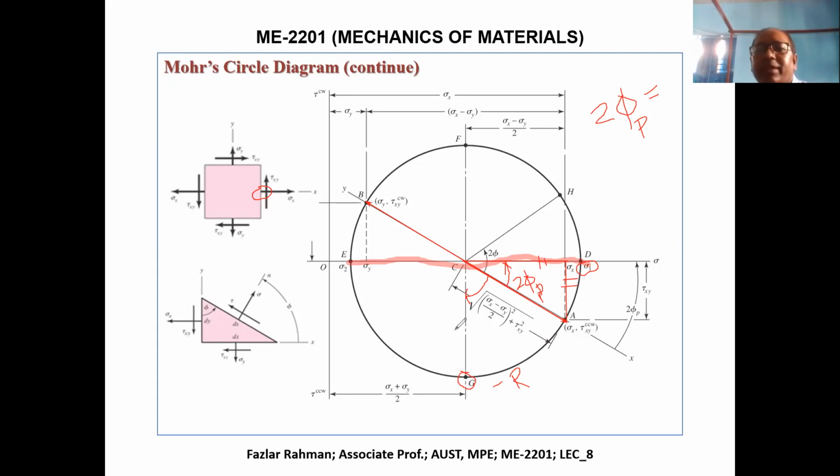Now, how will you get the 2 phi s? Anyone? I will give you 2 extra marks in the class test. Who is able to tell me how I can get phi s, 2 phi s?